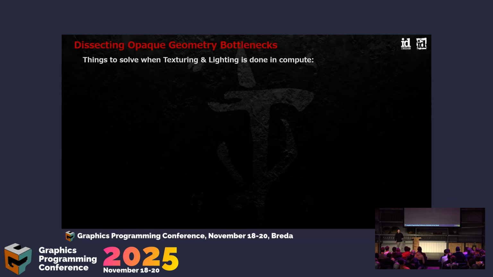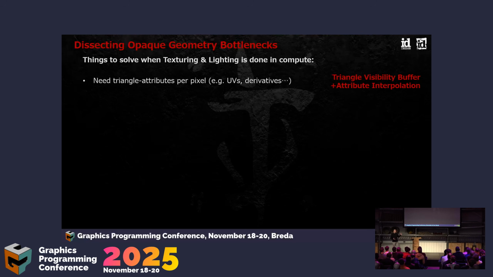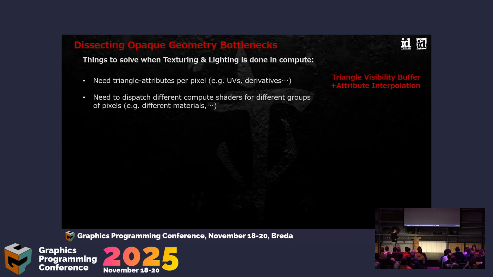However, if you want to move texturing and lighting into compute, there are several things that we need to solve in order to make this work. First up, we will still at some point need to have triangle attributes. We will need UVs, we will need a tangent frame, and so on. And for this, we decided to implement a triangle visibility buffer, which is essentially just a 2D texture mapping each pixel on screen to its triangle, its mesh triangle, and its instance ID. Also, we need at some point a way to have groups of pixels launched with their correct shader and material. And for that, we are going to dive into, in the next slides, our material compute dispatch pipeline that we implemented.